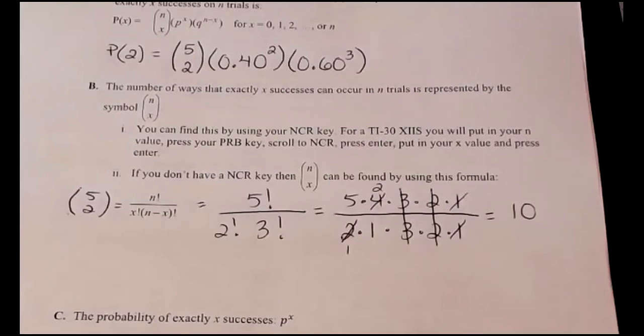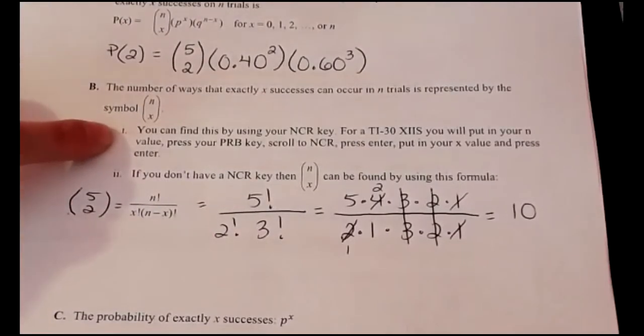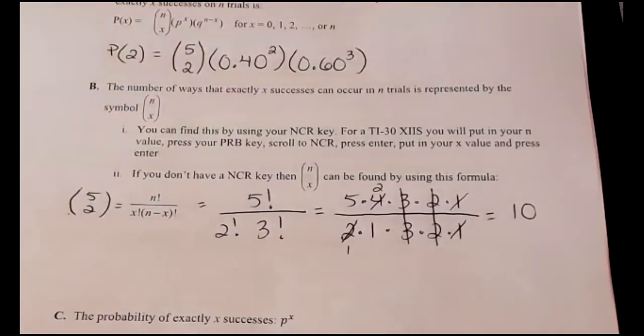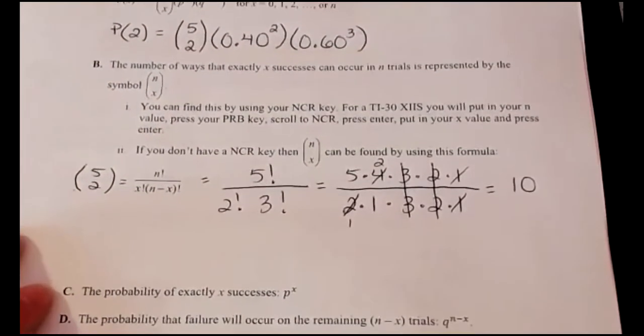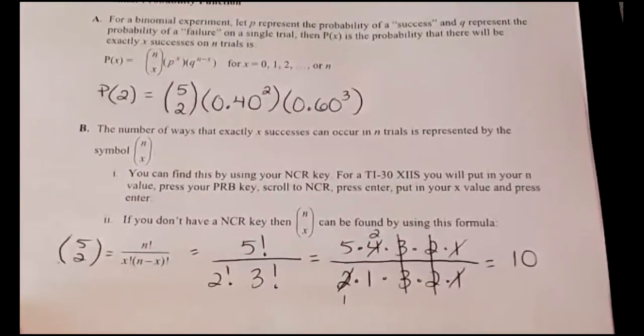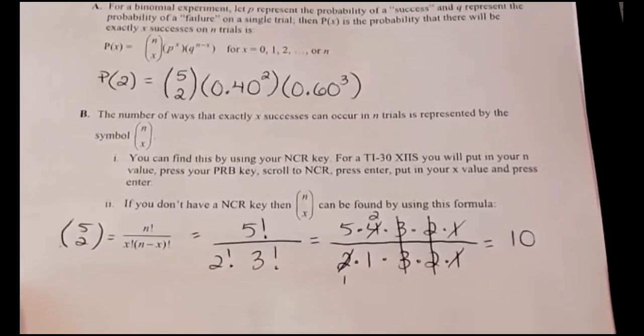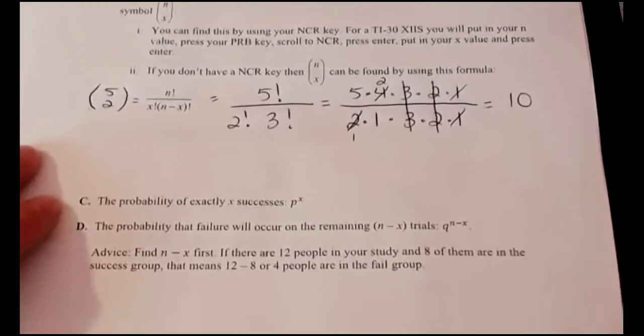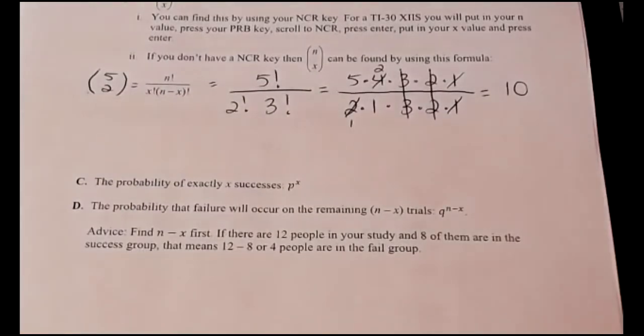Okay, I just wanted to at least show you once, but I did type in here how you would use the nCr key, PRB, and then go to nCr. Any questions on that? Okay, hopefully I'm not freaking anybody out.